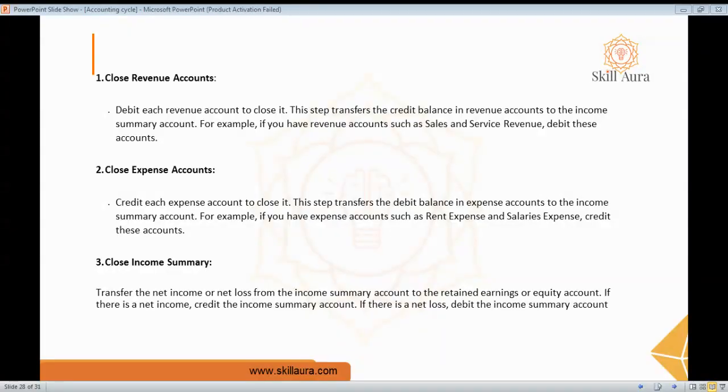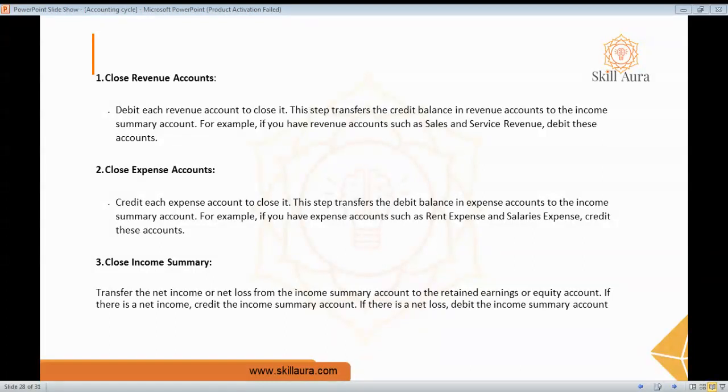When it comes to closing expenses accounts, the expenses accounts are closed to the income summary account, which will be debited. For example, if you have expenses accounts such as rent expenses and salary expenses, you'll credit these accounts. So the debit balance in the expenses accounts is transferred to the income summary account.